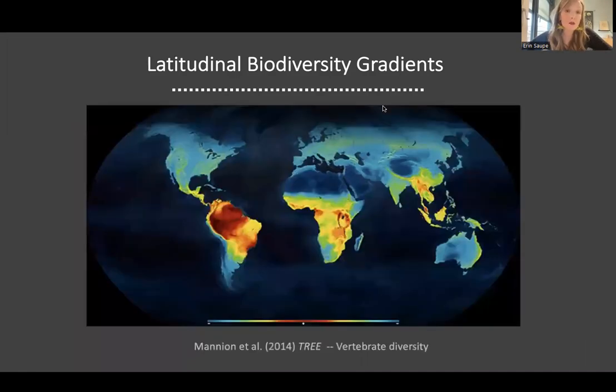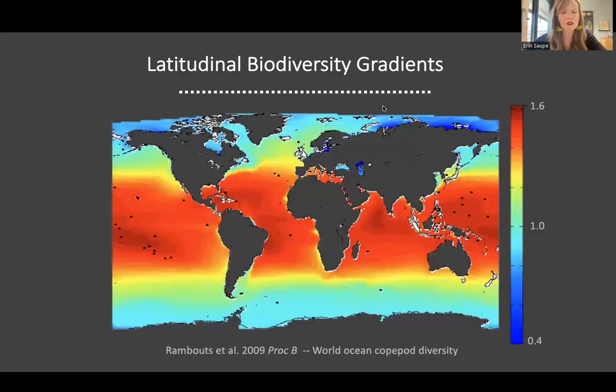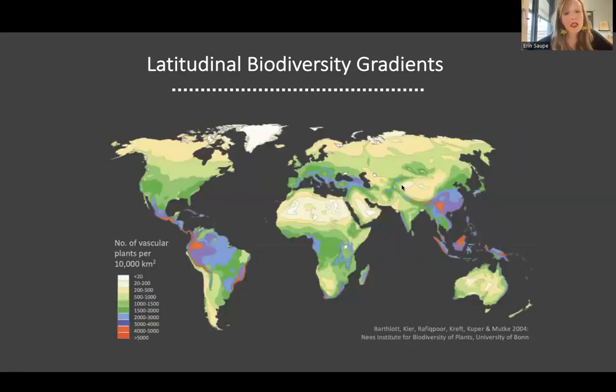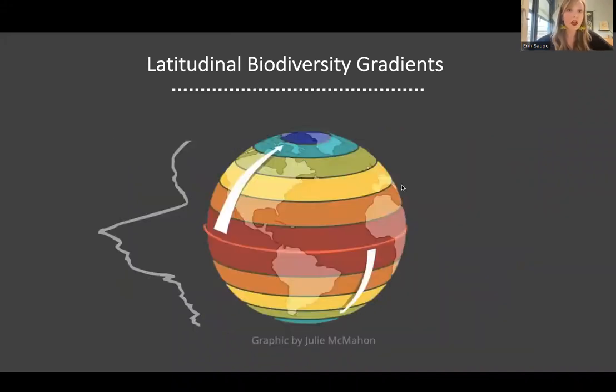And what I think is really exceptional about the diversity gradient is the pervasiveness of this pattern. So we find diversity gradients on land, like you see here for vertebrate diversity. We see diversity gradients in the sea, like you see here for copepod diversity. We see diversity gradients not only in animals, but also in plants, like you see here for vascular plants. And diversity gradients have been studied really intensively in both the marine realm and in the terrestrial realm today. And there's also been a lot of work done to quantify diversity gradients at specific times in Earth history.